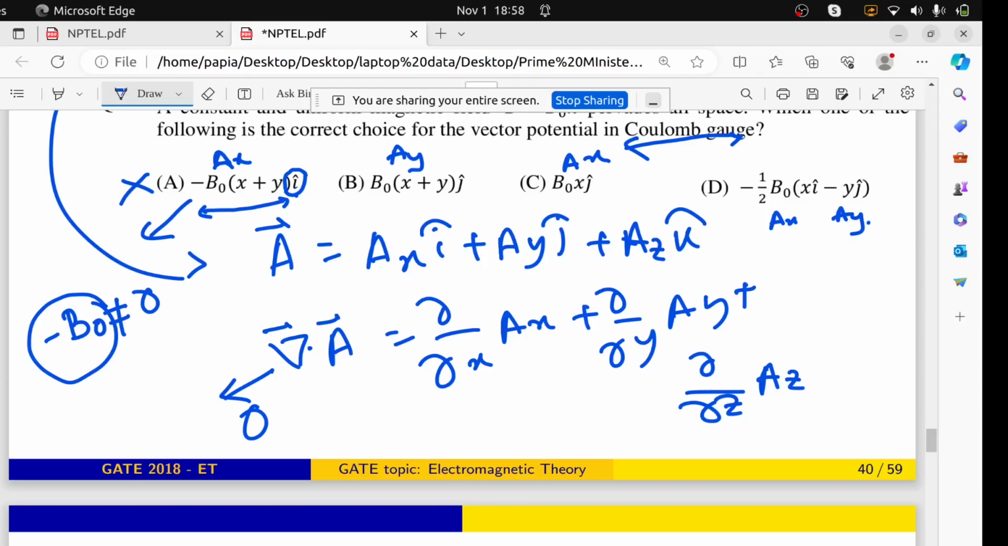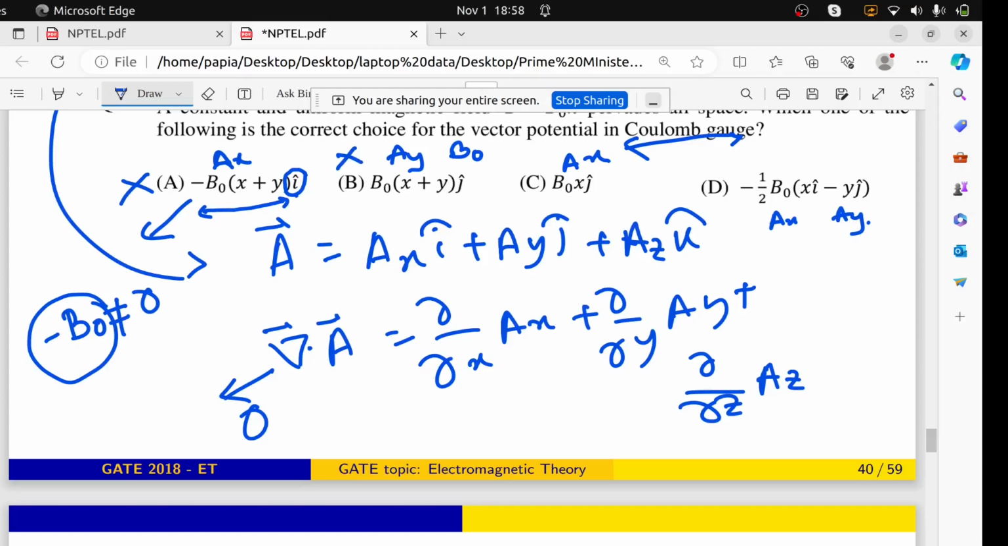Now coming to B option. B option is B0 x plus y, and it is Ay. That means we need to calculate only del del y of Ay. So what will be the value here? B0. So that means it is also non-zero. That means it is also the wrong one.